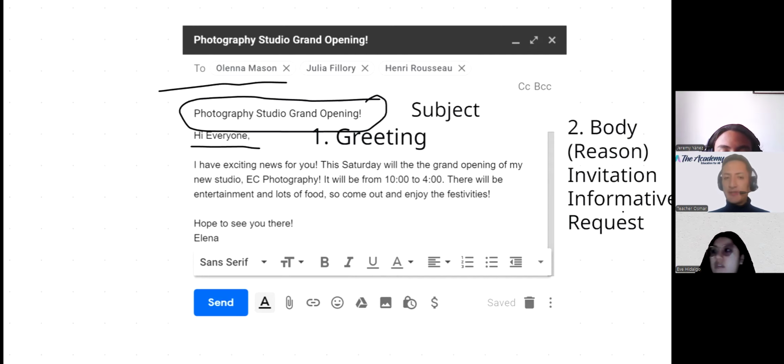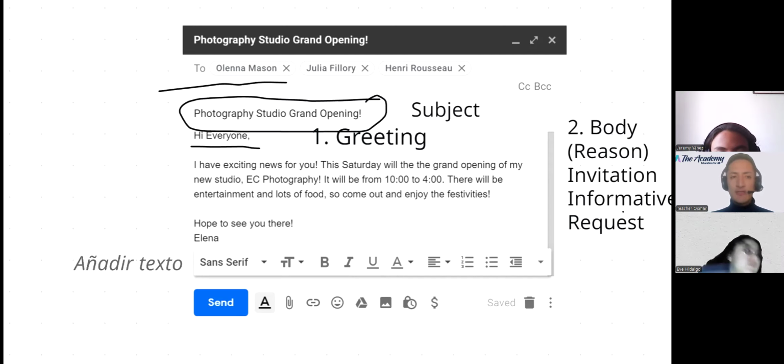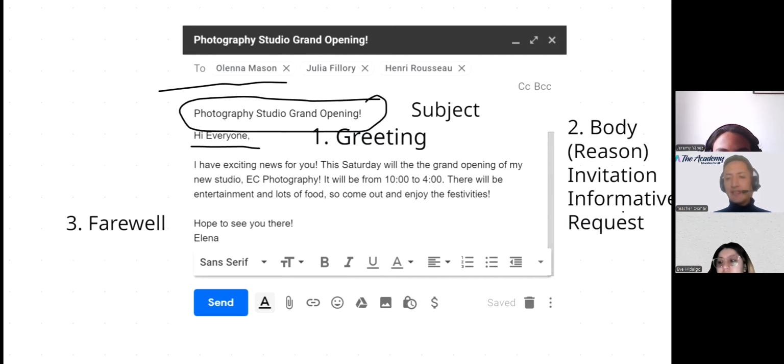And finally, my dear students, the last part is going to be the farewell. Farewell, number 3. What is farewell? Remember, la despedida, okay? Farewell: hope to see you there, Elena. We always need to finish the email with our names.